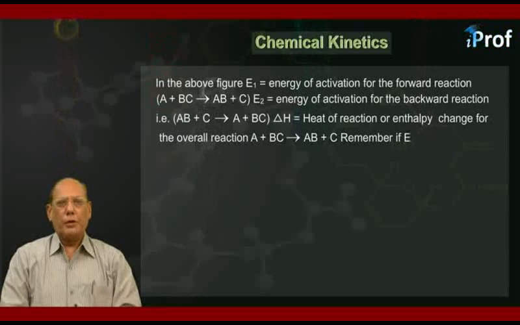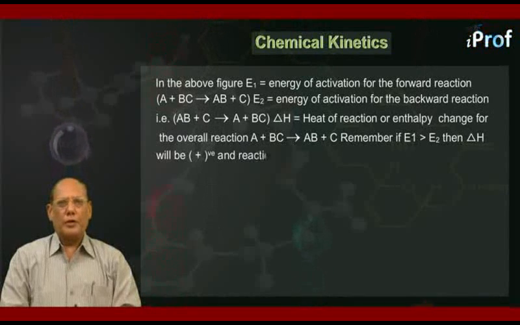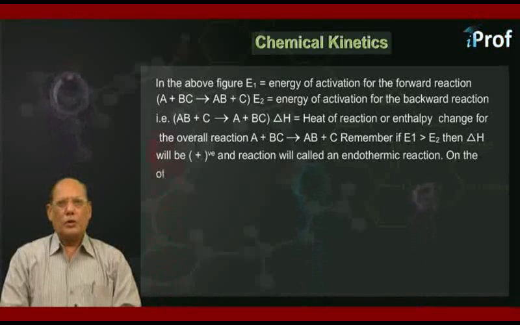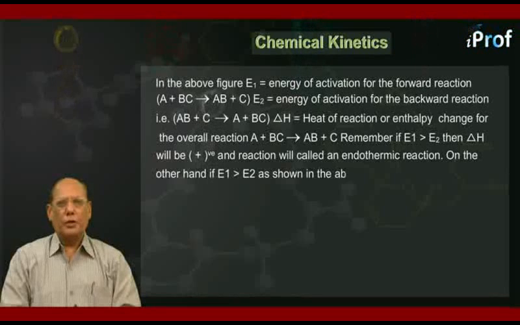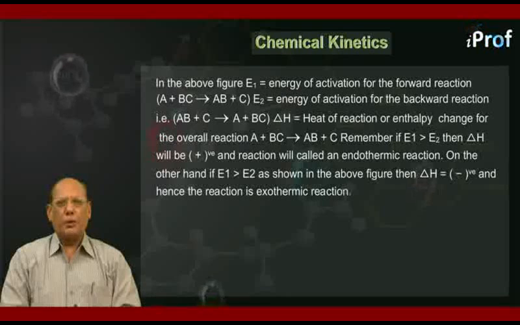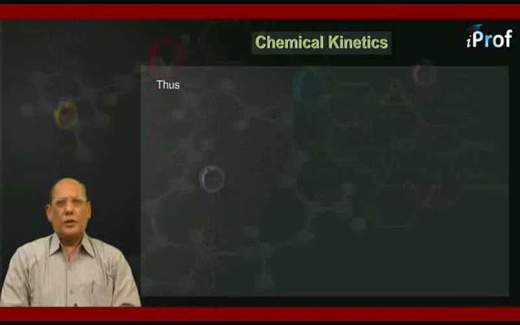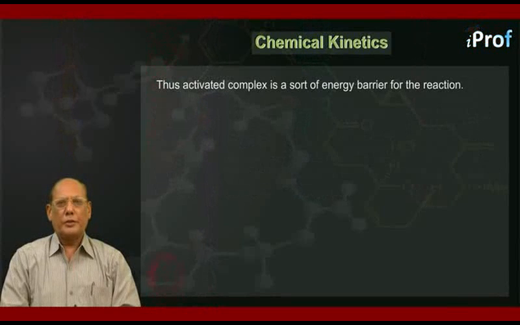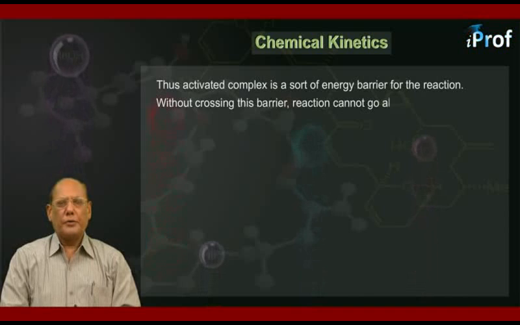Remember, if E1 is more than E2, then delta H will be positive and the reaction will be called an endothermic reaction. On the other hand, if E1 is less than E2, as shown in the above figure, then delta H will be negative and hence the reaction is an exothermic reaction. Thus activated complex is a sort of energy barrier for the reaction. Without crossing this barrier, the reaction cannot go ahead.